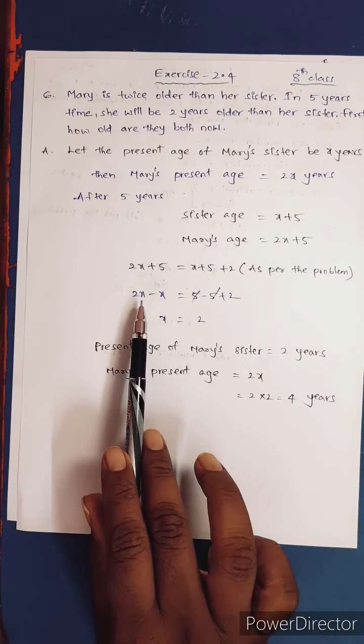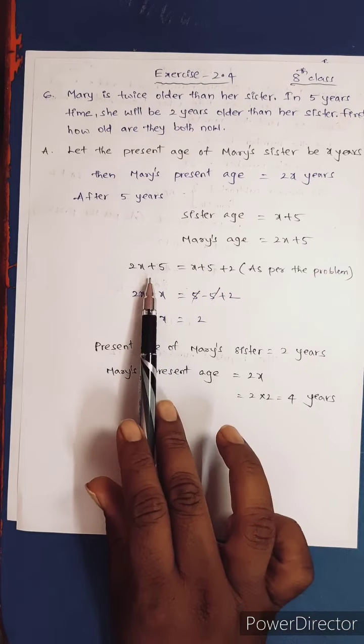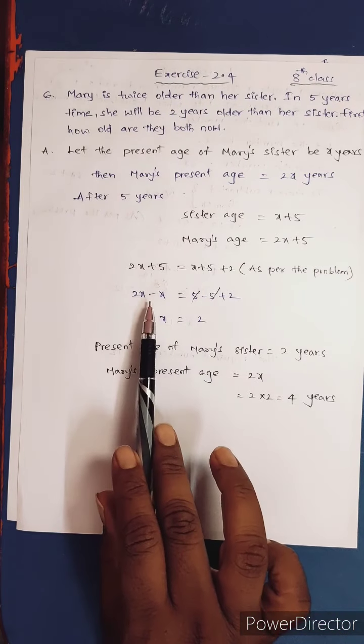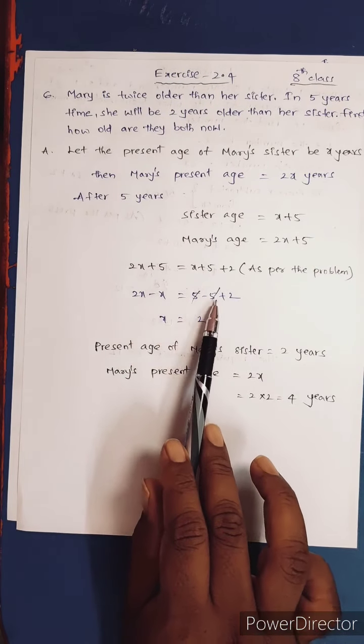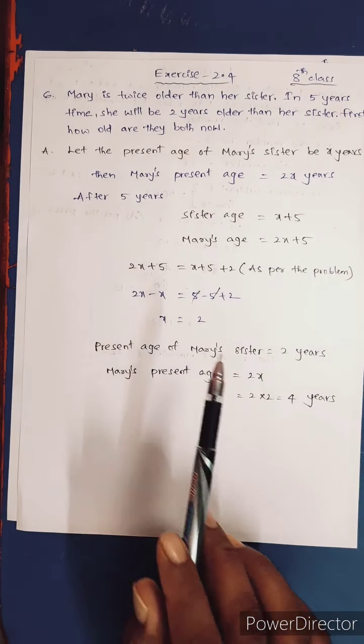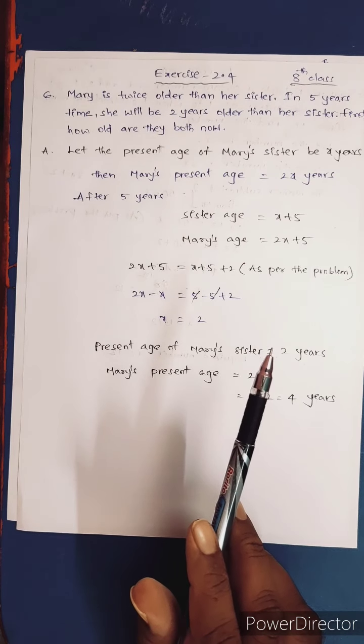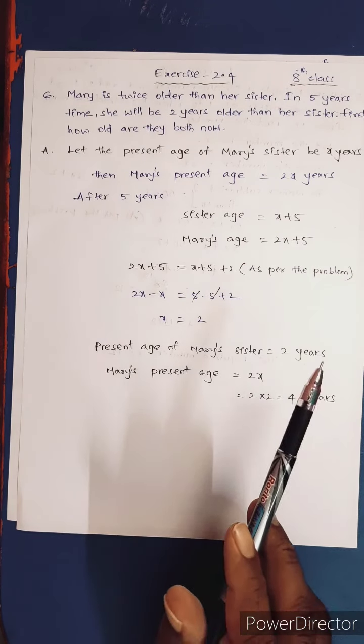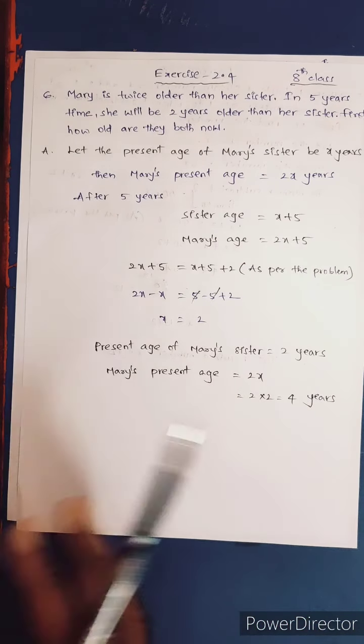So we add 2 to the smaller age as per the problem. Take all variables to one side, all constants to the other side. 2x minus x, and x plus 5 minus 5 get cancelled. So x is 2 years. The sister's age is 2 years, and Mary's age is 4 years.